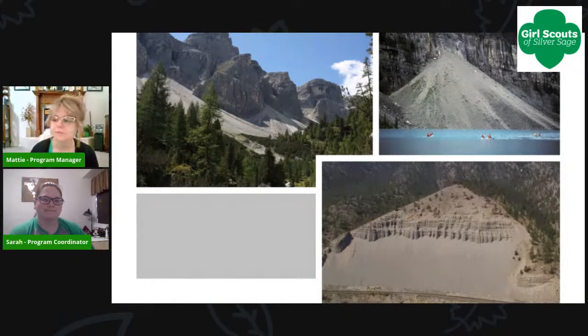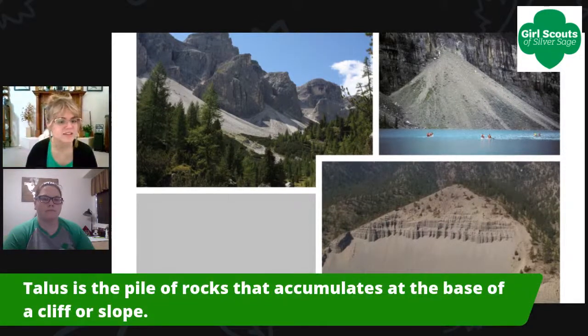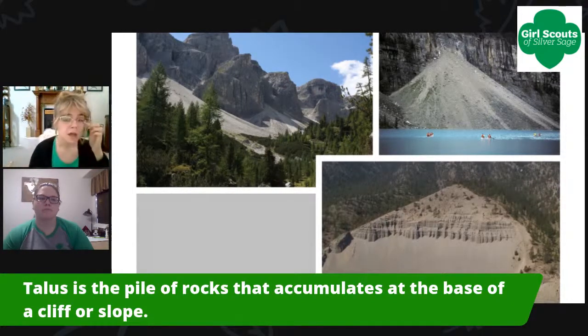This next one is something I look for on road trips. It's called talus, and it's just the material that accumulates at the bottom of a cliff. If you're driving, anywhere, you'll see these pyramid-shaped piles that just look like piles of dirt. But that's the area where dirt is accumulating and falling down the mountain.